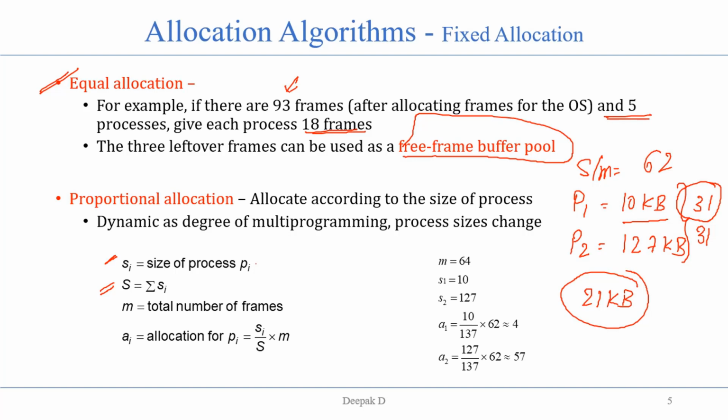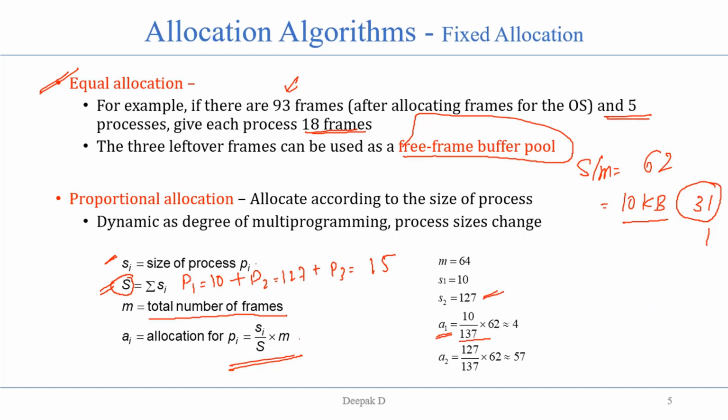Assume that you have a process P1 which needs 10, P2 which needs 127, and P3 which needs 15. The total is the sum of all these: 10 plus 127 plus 15. This is the value of capital S, and M is the total number of frames available in my system. If I want to allocate frames to an individual process, this is the formula: Ai is equal to Si by S multiplied by M.